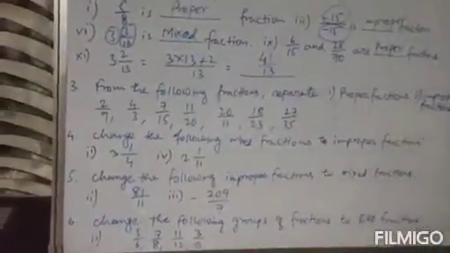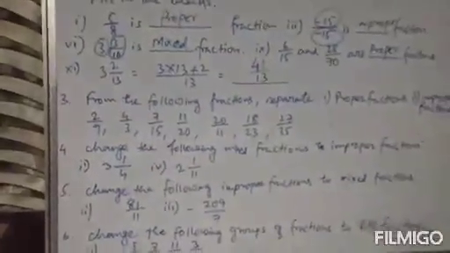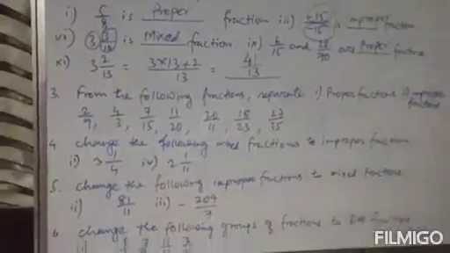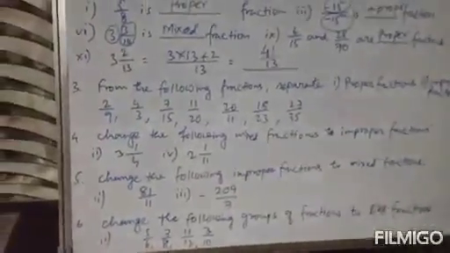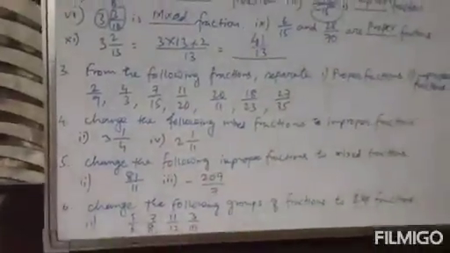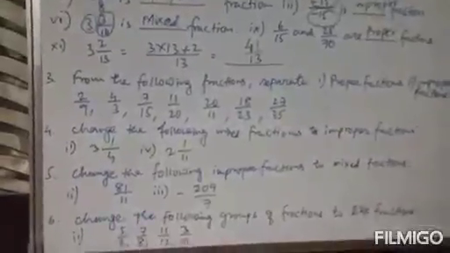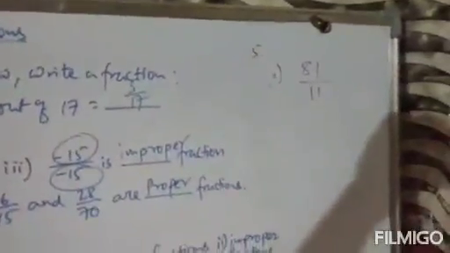Question number 5 says, change the following improper fractions to mixed fractions. Now we will do the reverse, because in question number 4 we converted mixed fractions into improper fractions. Now we will convert improper fractions to mixed fractions. That means the reverse. So the first one is 81 by 11.